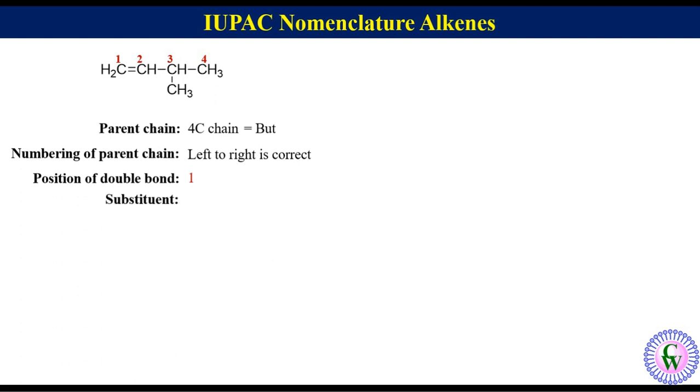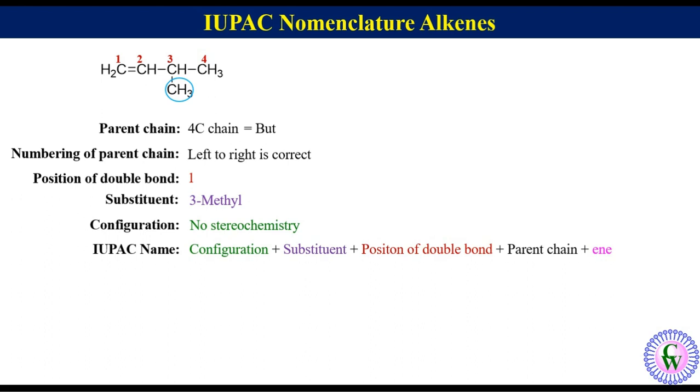Substituent. There is 1 methyl at position 3. So it will be written as 3-methyl. Configuration. There is no stereochemistry. So the IUPAC name will be configuration plus substituent plus position of double bond plus parent chain plus ene. Since there is no stereochemistry, the IUPAC name will become substituent plus position of double bond plus parent chain plus ene. So the IUPAC name of this molecule will be 3-methyl plus 1 plus but plus ene.